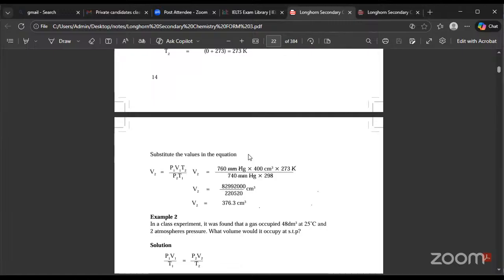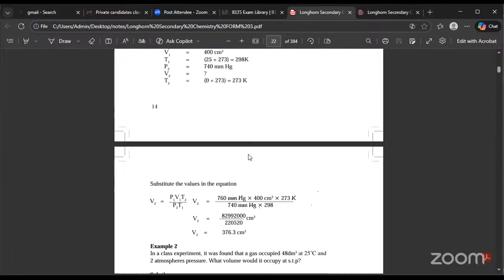Remember what I had said. In a class experiment it was found that a gas occupies some volume in cubed. When it is cubed, it is volume. So let people try that. Let me just give you 5 minutes. Please let us try that one. If you have a problem, you chat me or you say something. I'll mute myself also for that 5 minutes. So by 8:50 we should be done.